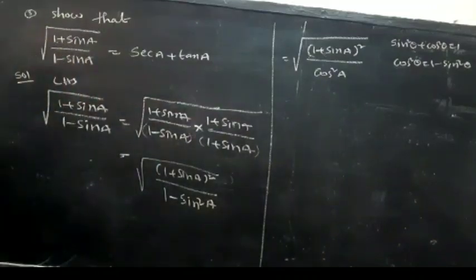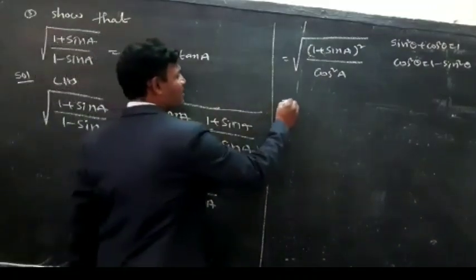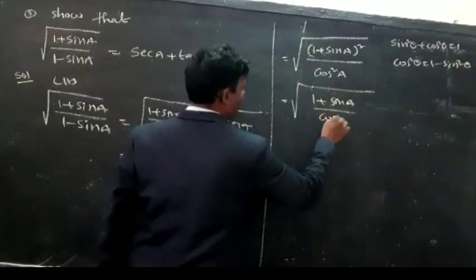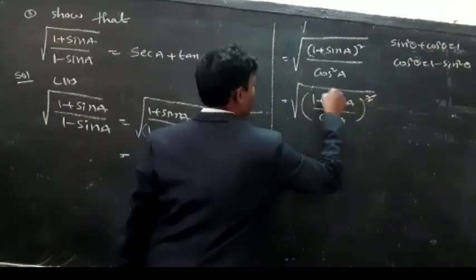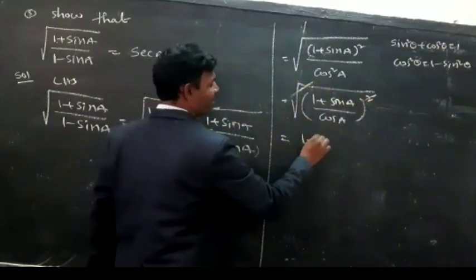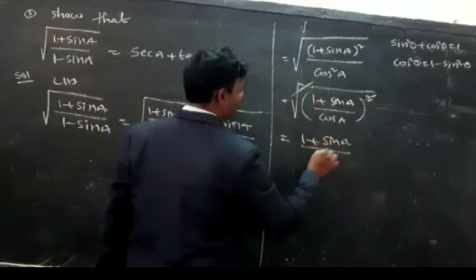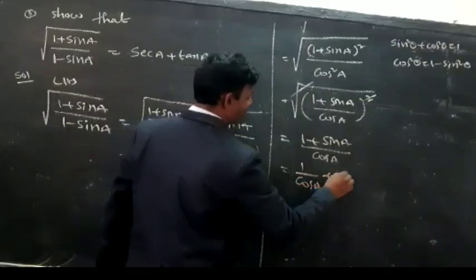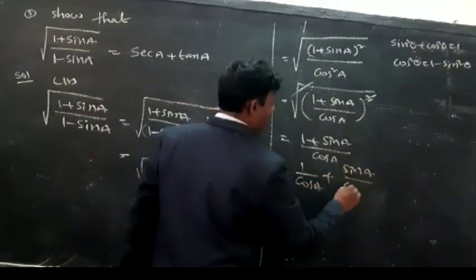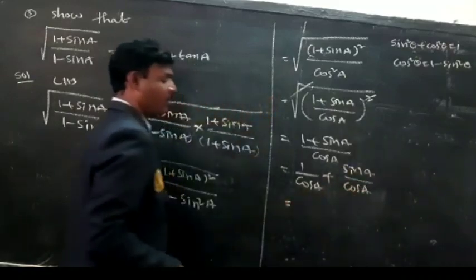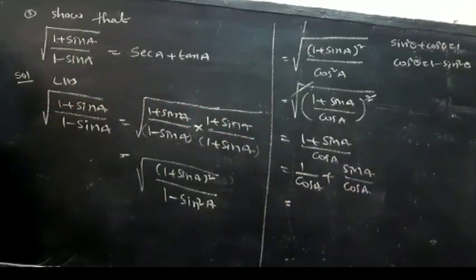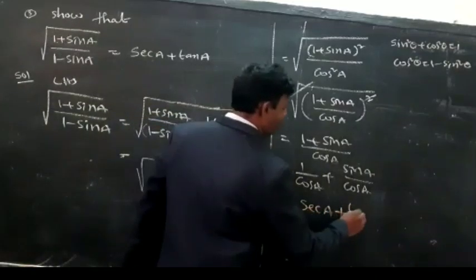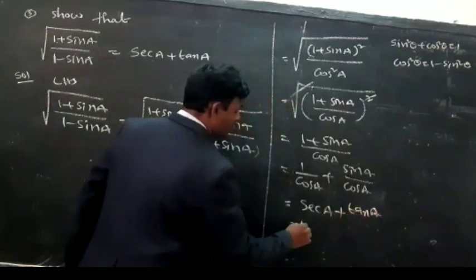Under root of (1 plus sin A) whole square by cos square A. So this we can write as (1 plus sin A) by cos A, whole square. Here the square and root get cancelled. What is the remaining here? (1 plus sin A) by cos A. So this we can write as 1 by cos A plus sin A by cos A. 1 by cos A: cos theta is the reciprocal of secant theta, so 1 by cos A we can write as secant A, plus sin A by cos A we can write as tan A, which is equal to RHS.